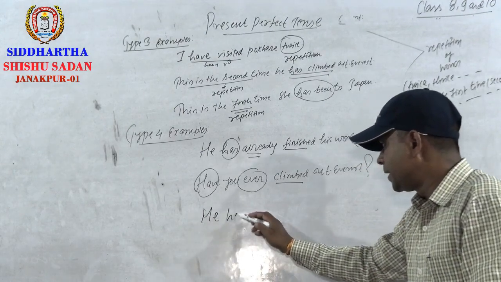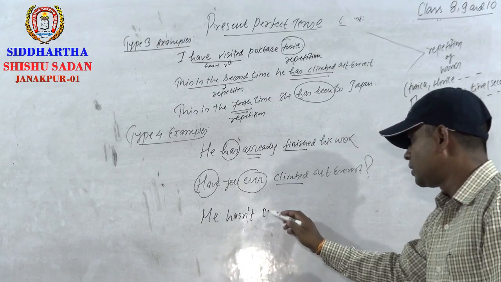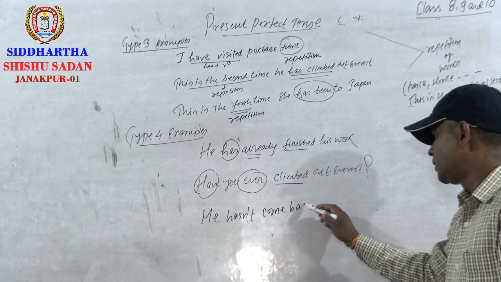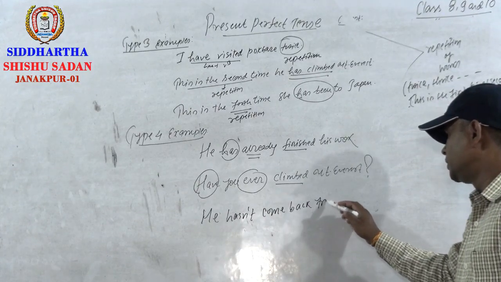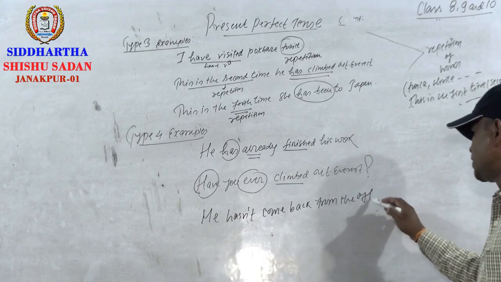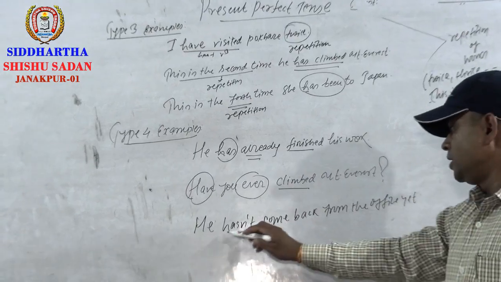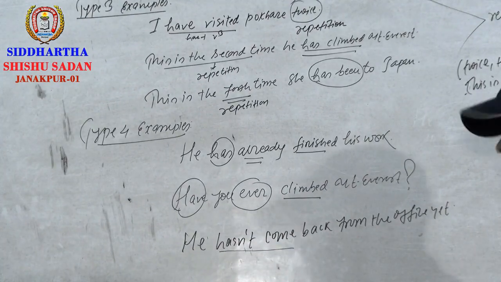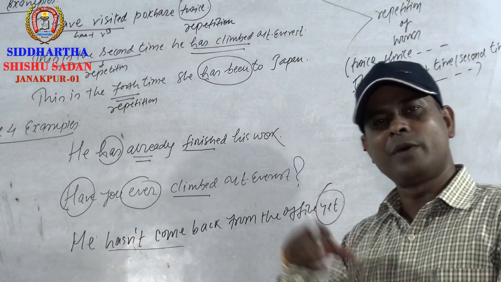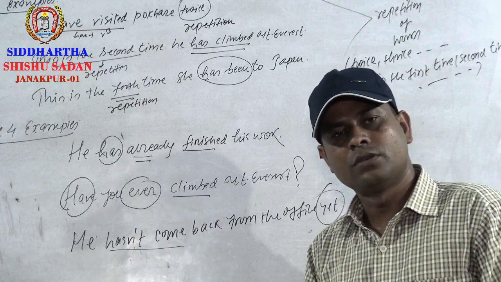He hasn't come back from the office yet. See here, "hasn't come" is present perfect tense. Why? Because "yet" is the time adverb here. Because of that, present perfect tense is used here.